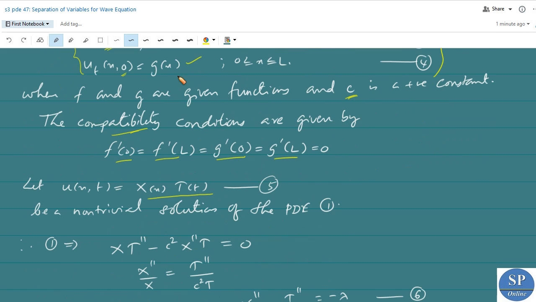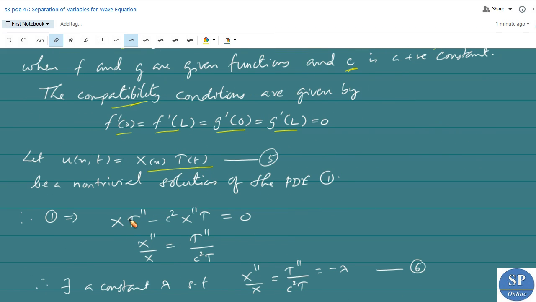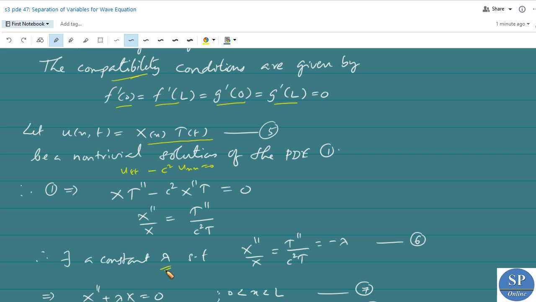So that can be written as X into T double dash minus c square into X double dash T equal to 0. So separating the variables we can write this as X double dash by X is equal to T double dash divided by c square into T. So we can find a constant lambda such that this is equal to minus lambda.